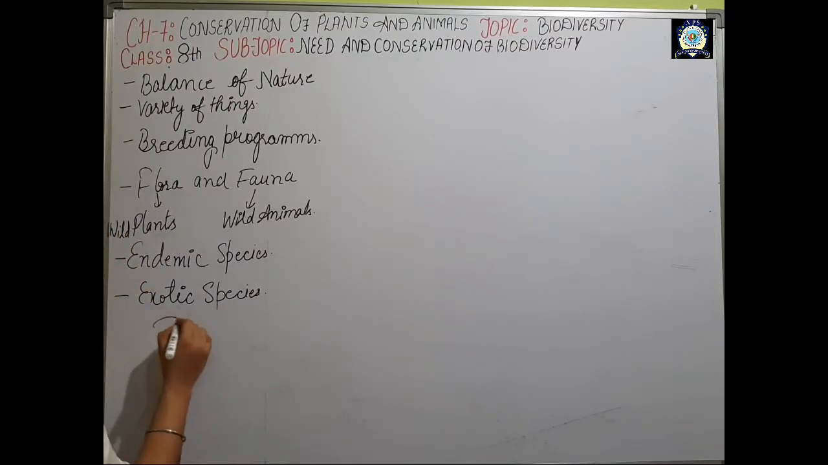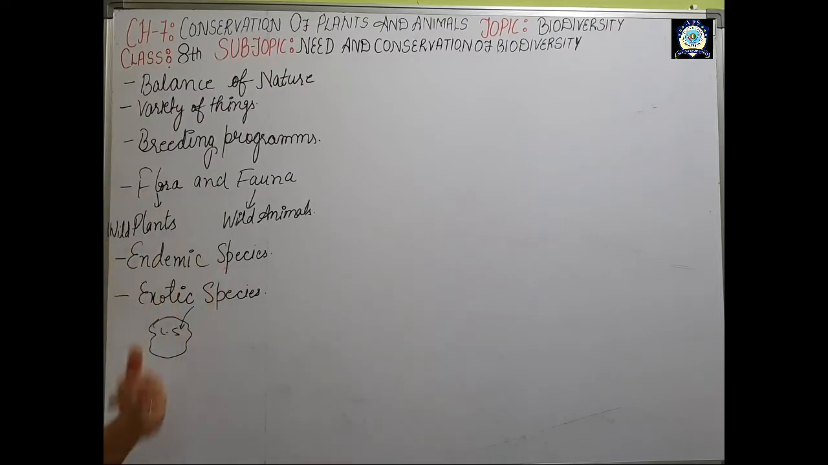For example, there is a particular area, and we know that endemic species are the local species which reside only in this area and are not found anywhere else. Now we introduce some exotic species from outside to this particular area. Now what will happen? There will be competition for food, water and other necessary things between the endemic and exotic species, and sometimes if the exotic species is very strong, then it will be very difficult for the endemic species to reside in their own area. So endemic and exotic species both are very important.